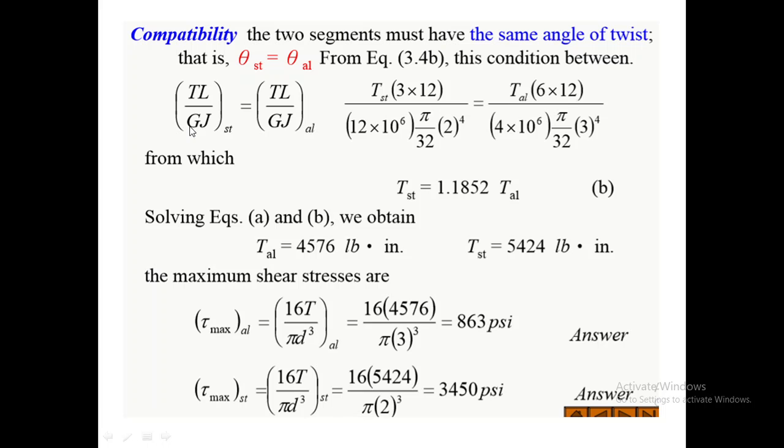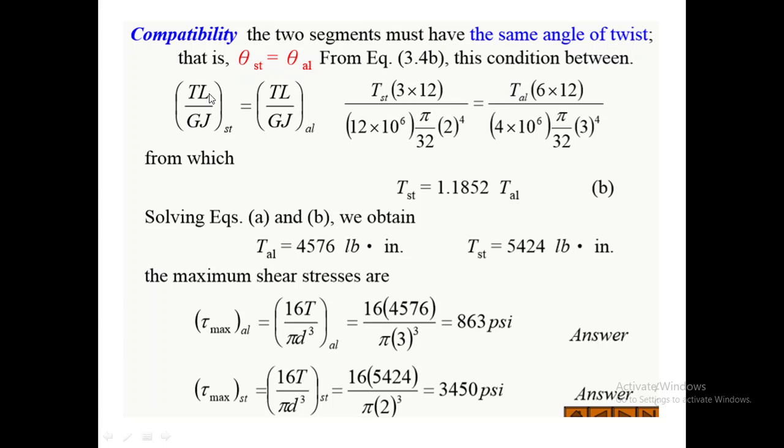So it is steel, G steel is different, G aluminium is different. And J, since the shafts are of different diameters, J also you have to calculate separately with respect to the diameters. And torque of the steel and torque of the aluminium will be different because the material is different. So the reactional torque developed will be different for steel and different for aluminium. That we have to find out.